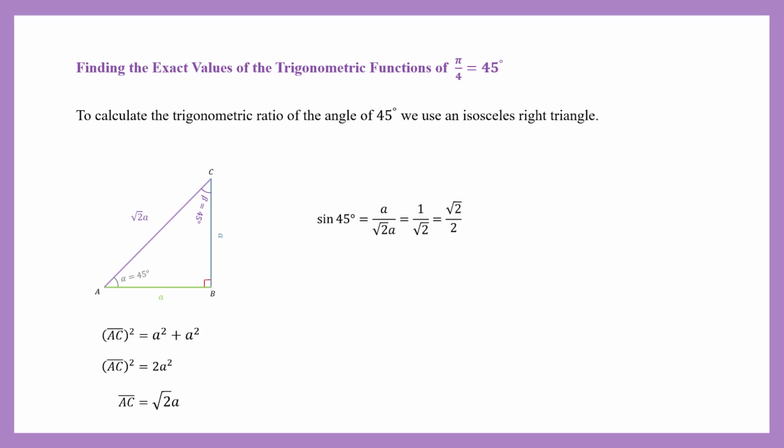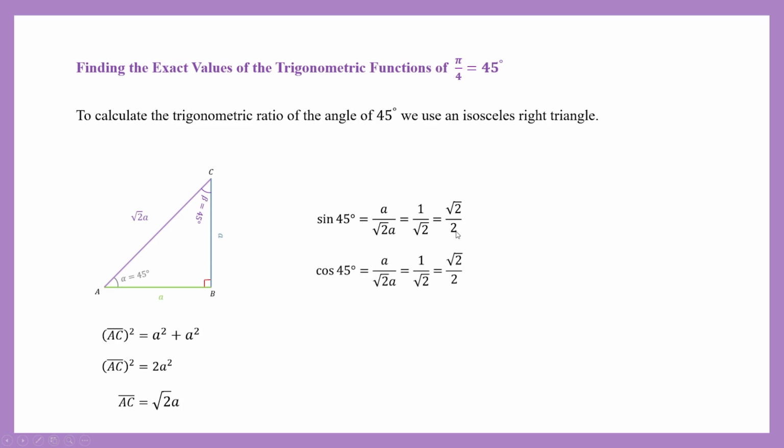For finding the sine of theta, the theta or alpha which is 45 degrees here, we know that the sine of any angle is equal to the ratio of the opposite side and the hypotenuse. The opposite side of 45 degrees is A here, and the hypotenuse is the square root of 2 times A. We can cancel A with A. We will receive 1 by the square root of 2. By rationalizing this fraction, we will have the square root of 2 divided by 2.